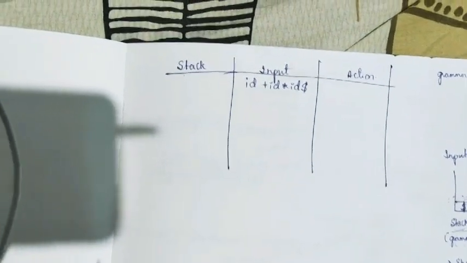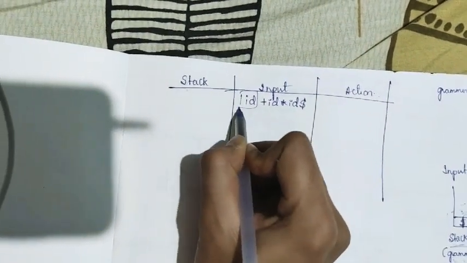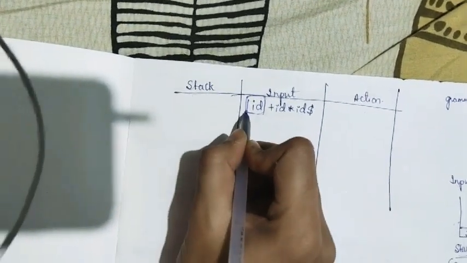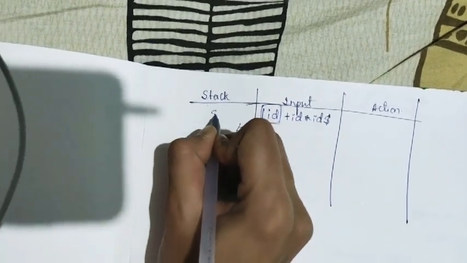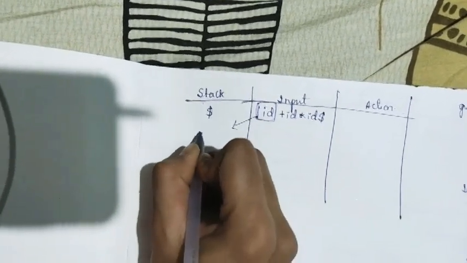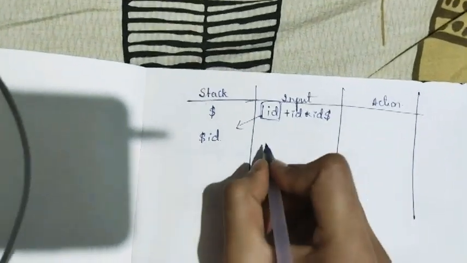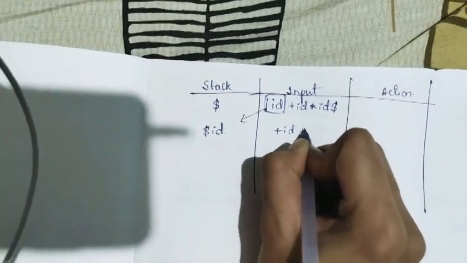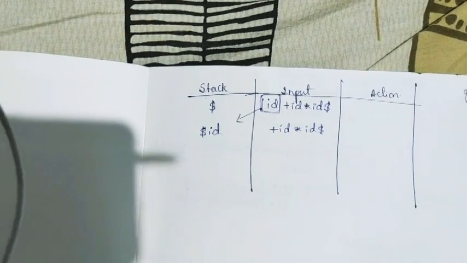So first thing is we have to perform a shift. When I perform a shift, we start from the left hand side. On the left hand side I have the ID. So ID is the first token. This ID token will be shifted onto the stack. On the stack we already have dollar, so now we have dollar ID on the stack. Now the remaining input will be plus ID into ID dollar.